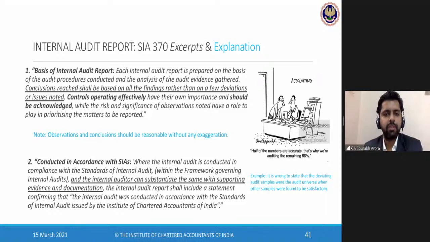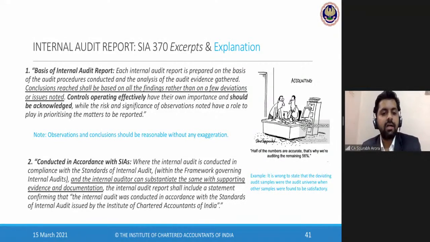Conclusions reached shall be based on the findings rather than on a few deviations or issues noticed. So what this cartoon is saying is that half of the numbers are accurate. That's why we are auditing the remaining 56%. That means that we are making only the exceptions as our audit universe, which should never be done. Never exaggerate your observations and conclusions, and be reasonable with them.